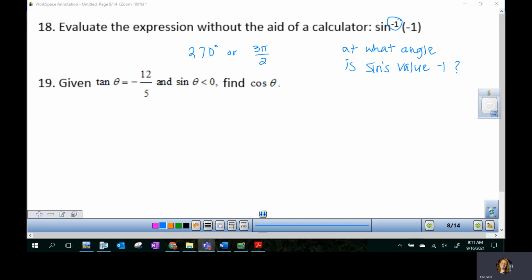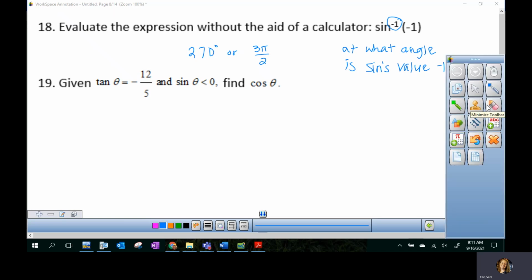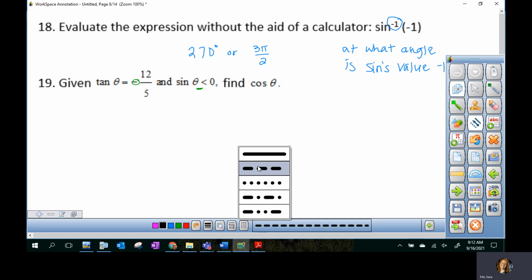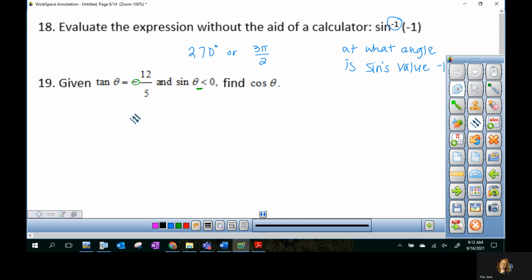All right, so on 19, we are given tangent's value, and then we're told that sine is less than 0. Less than 0 means negative, right? We want to find cosine. Look over here, tangent is also negative. So what quadrant are both tangent and sine negative in? That's what we have to answer first, so we know what quadrant we're in.